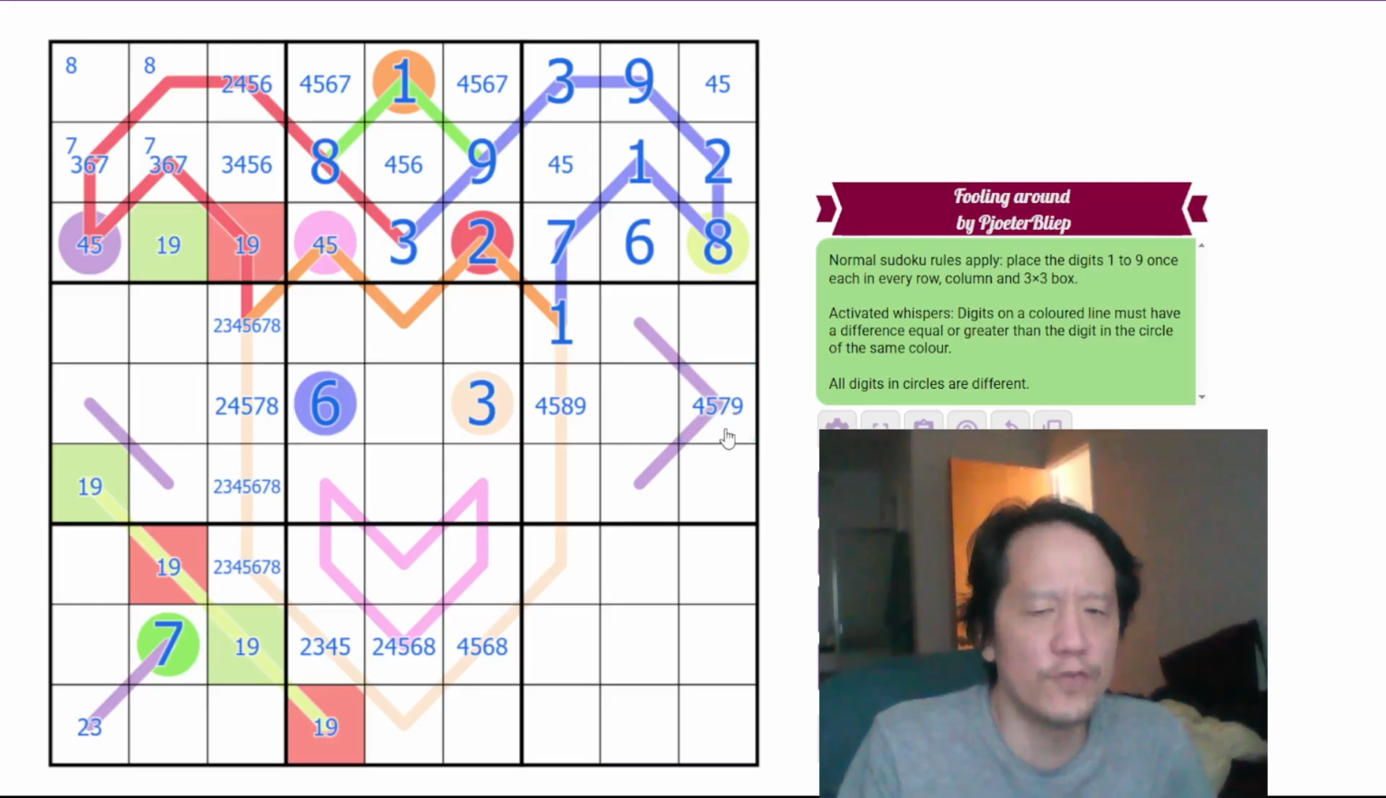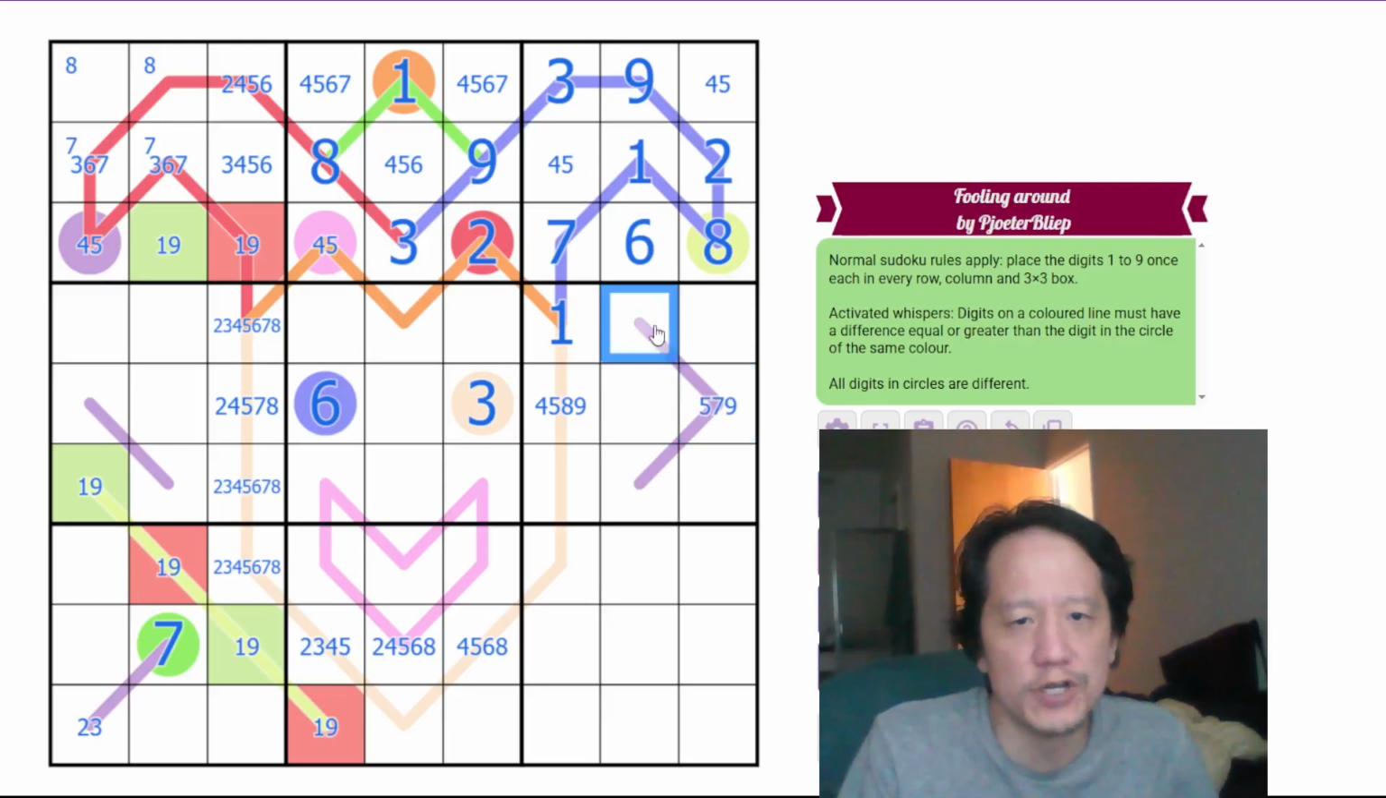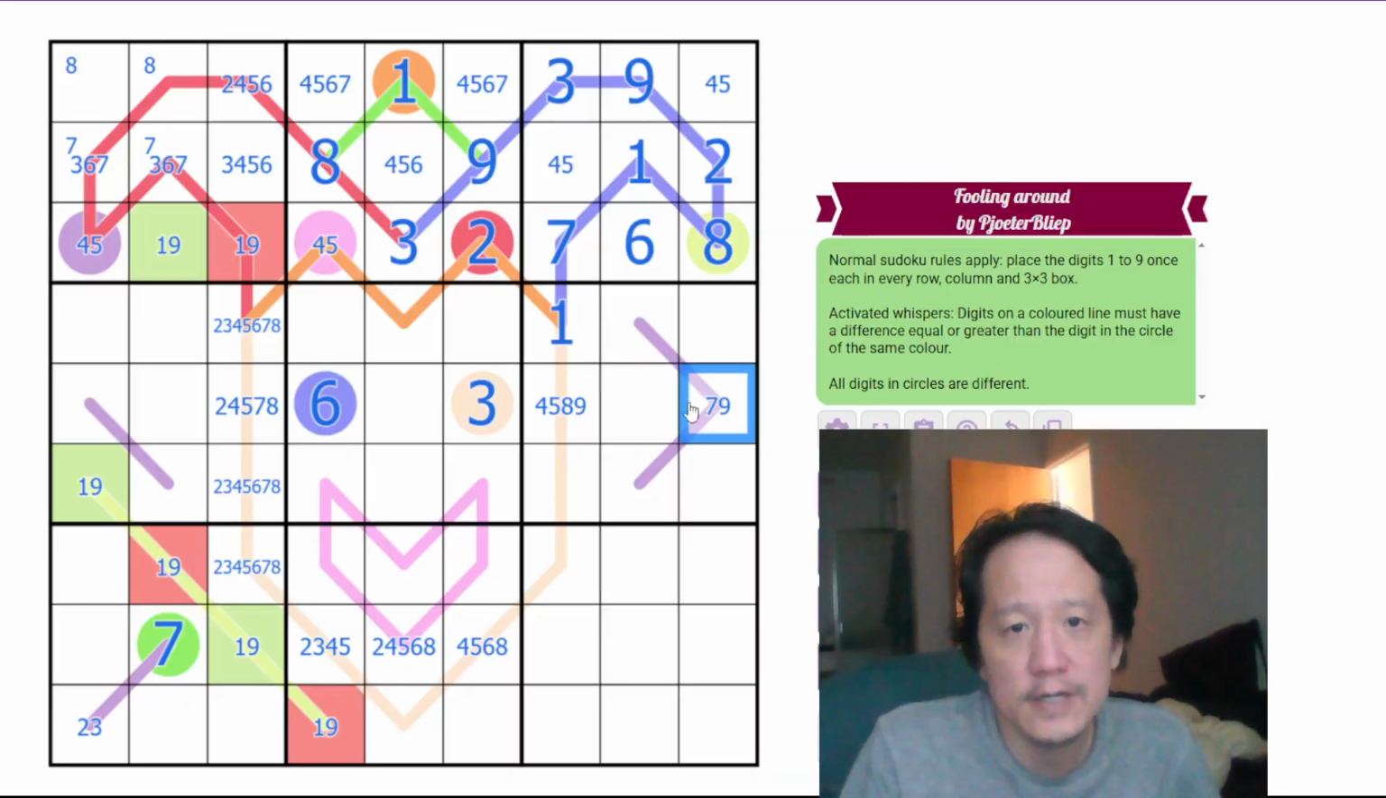If this were 4, and you had a difference of at least 4, that would not work, because this can't be 8 or 9. 9 can't be here because of the 9 in the column. So 4 would never work, period. 5 would have the same problem. It would have to be 1 and 9 here, at least, and a 4 here. So this can't be 5. Therefore, this must be 7 or 9.